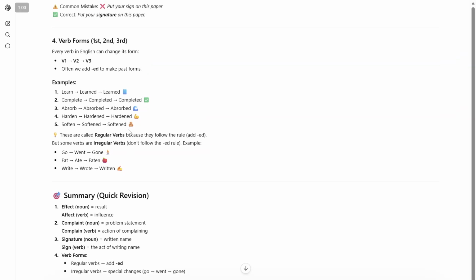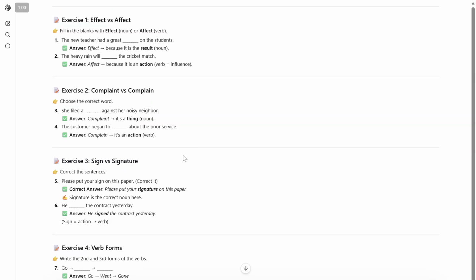Now your turn. Do you want me to make a small exercise with answers after each question based on these words? Exercise 1: effect versus affect. Fill in the blanks with effect, noun, or affect, verb. 1. The new teacher had a great ___ on the students. Answer: effect, because it is the result, noun. 2. The heavy rain will ___ the cricket match. Answer: affect, because it is an action, verb, equals influence.